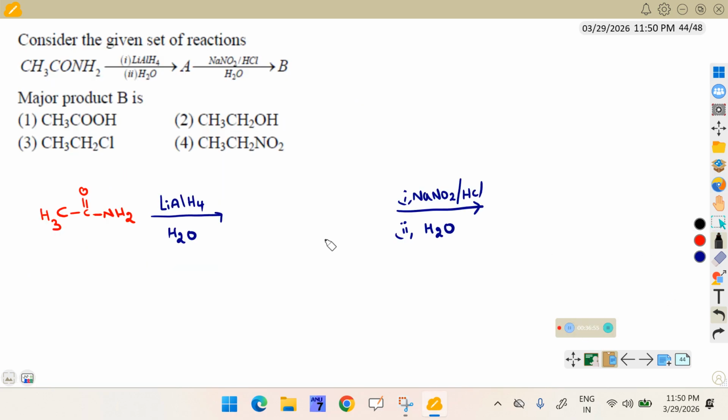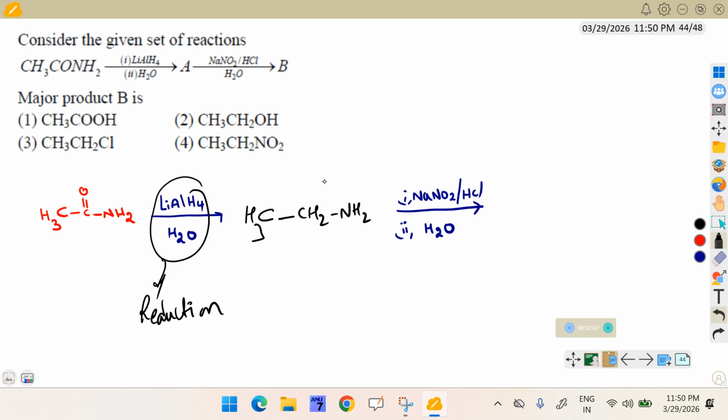Amide reacts with LiAlH4 H2O. Reduction takes place and it is converted to amine. This is aliphatic 1 degree amine. Aliphatic 1 degree amine reacts with NaNO2 HCl. Further hydrolysis, then it gives alcohol, CH3CH2OH. Second option correct.